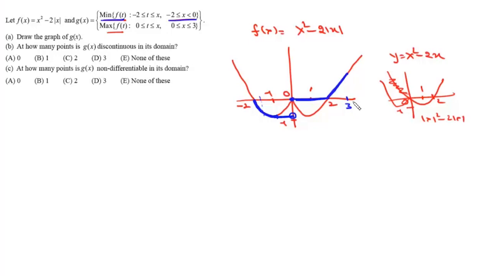Now at how many points is g(x) discontinuous in its domain? It is only at 1 point. And at how many points is it not differentiable? It is not differentiable at 0 and 2. So at 2 points, and that's your option C. So the correct options are B and C.